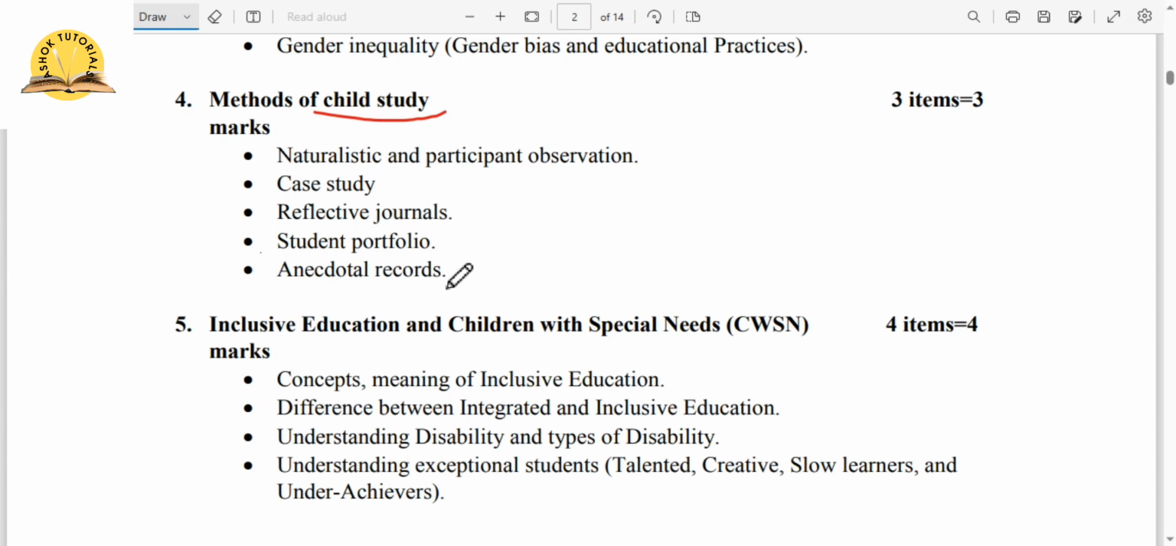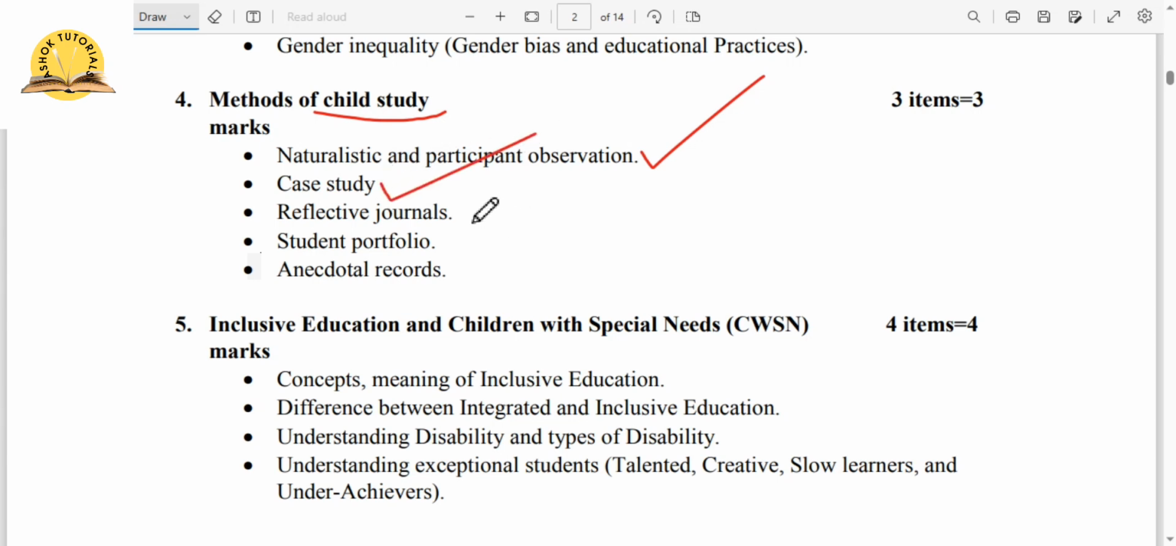Now, as teachers, we can study our students or children in different ways. Here I mentioned a few, like naturalistic and participant observation. So by observation alone, we can learn a lot about the child, right? Then we have case studies. What is this case study, we will go into in detail.